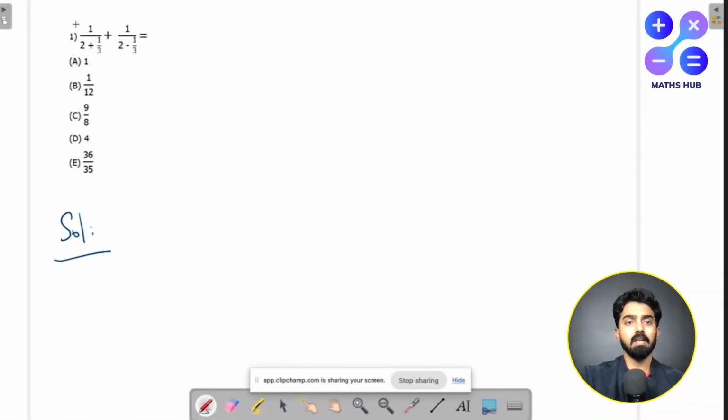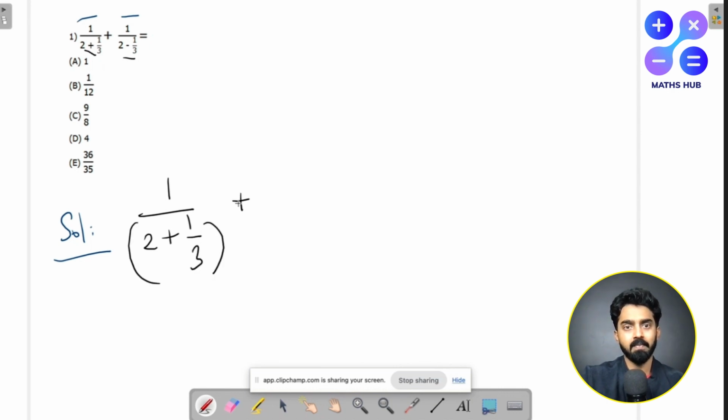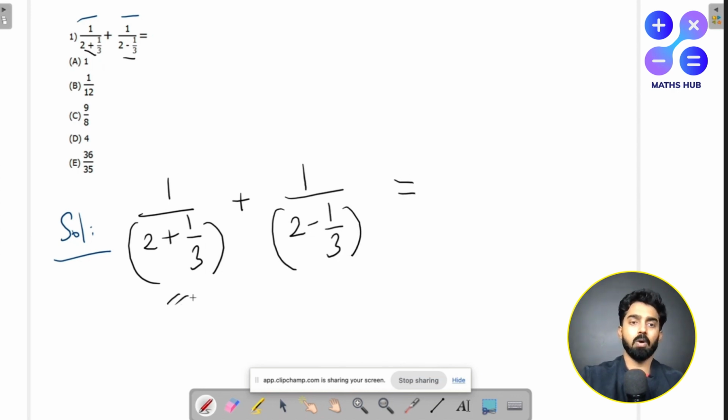So this question has two different fractions, and you notice that there is a fraction in the denominator of both the fractions as well. When you have something like that, you don't have to panic. You just need to take the denominator part separately and solve that, and then you'll eventually land up with something which you can work with more easily. So let's solve the denominator parts first. So first, this is 2 plus 1 by 3.